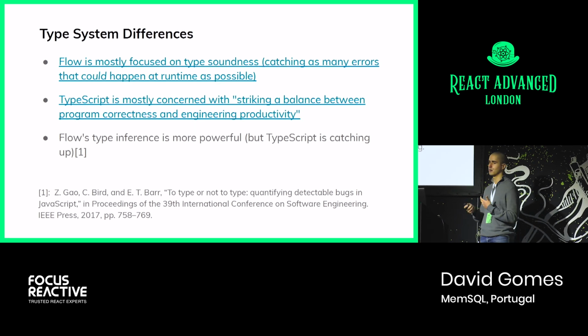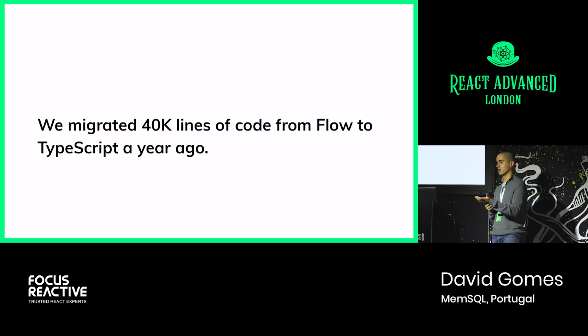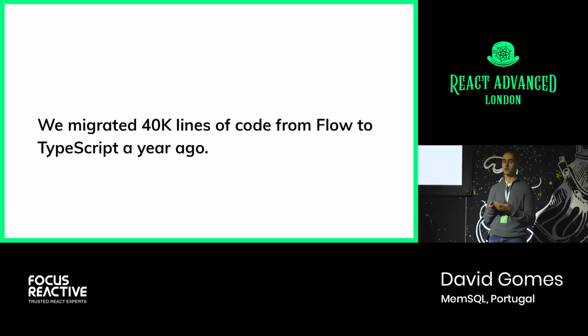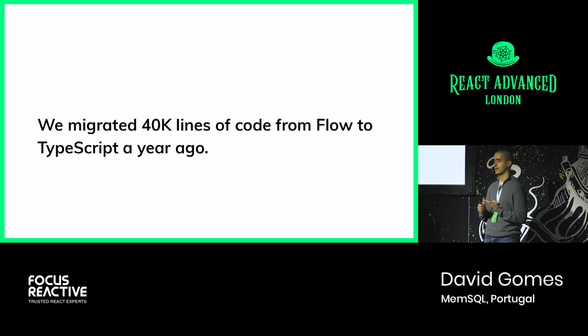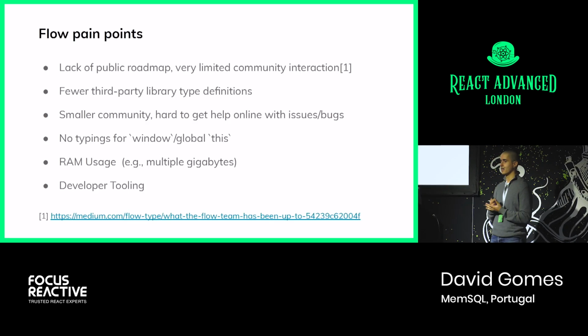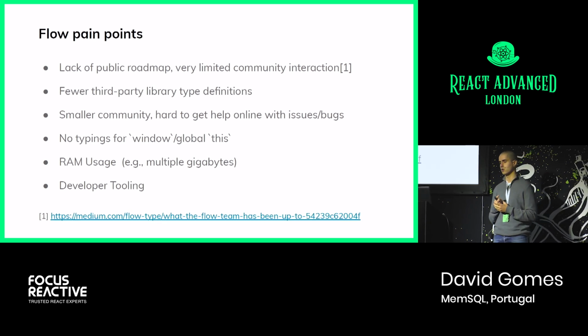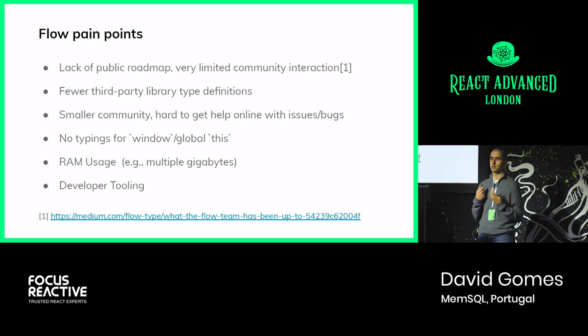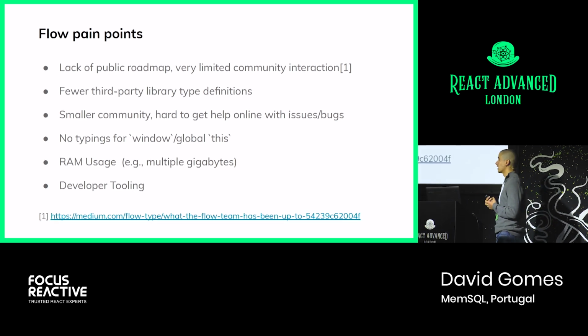And these differences come up all the time when you're working with them. We migrated 40,000 lines of code from Flow to TypeScript, and so you might be asking why, right? If Flow catches more errors and it has better type inference, why did you switch? I get this question a lot. And the answer is pretty straightforward. One of TypeScript's design goals from the very start was great developer tooling, and this really makes a big difference. So I've become much more productive when working with TypeScript because the developer tooling is just much better.